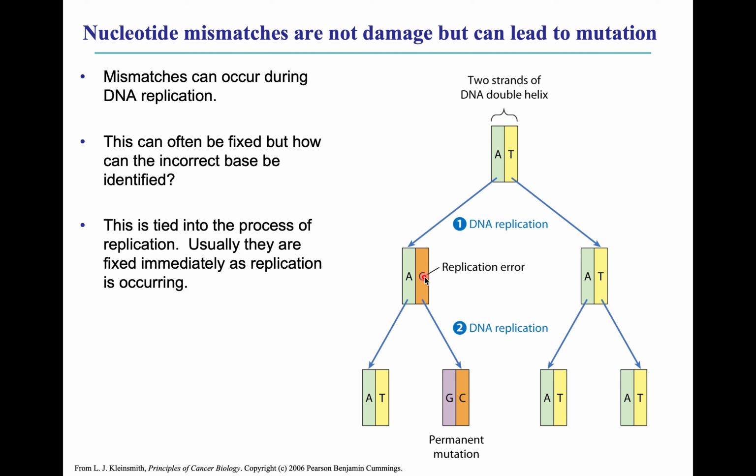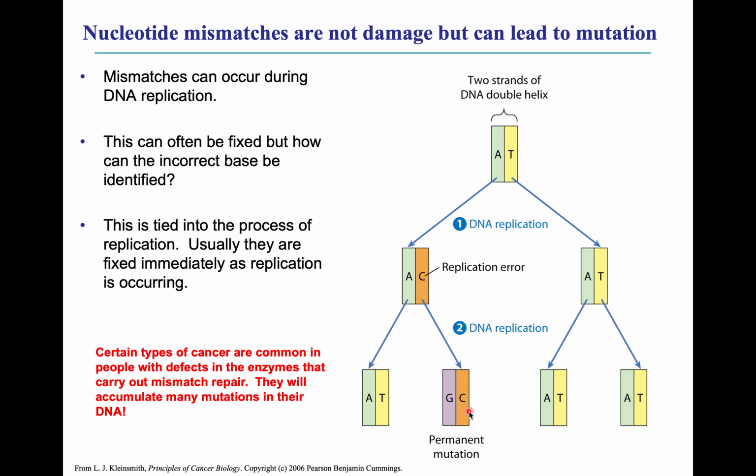fine. But if we don't, and we do go through another second round of DNA replication before that mismatch is corrected, now we're basically going to cement that change, because we're going to pair the cytosine with a guanine. So we're going to go from an AT pair to a GC pair. So now we've got basically a permanent mutation in that one nucleotide in the DNA.